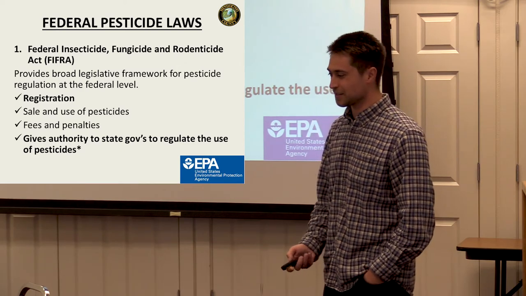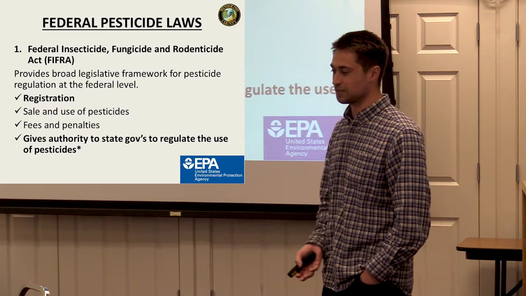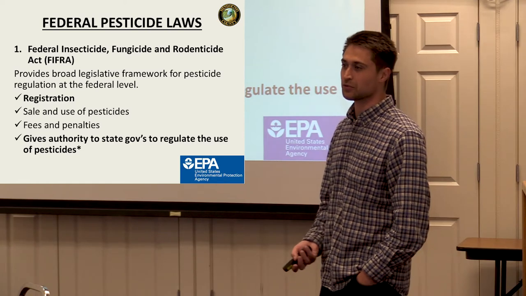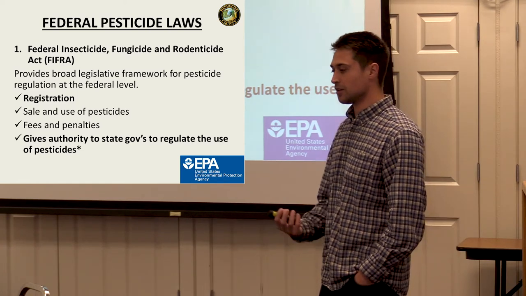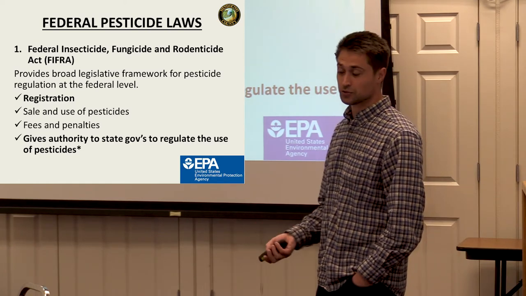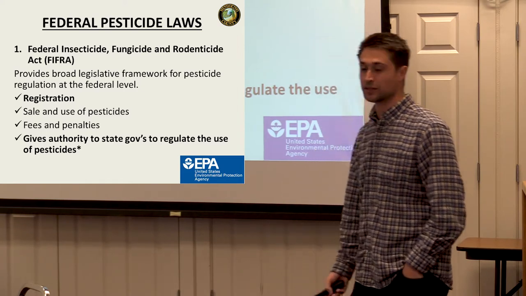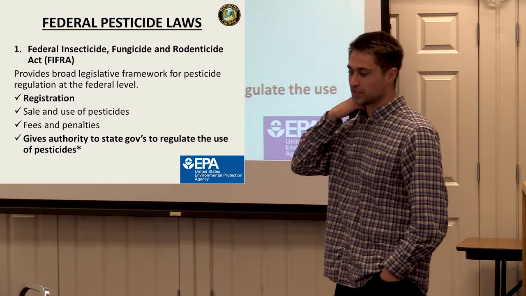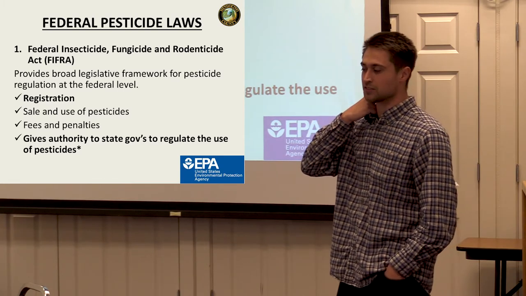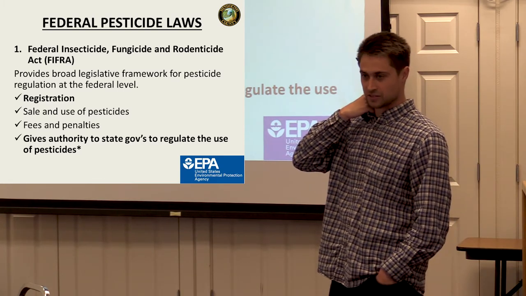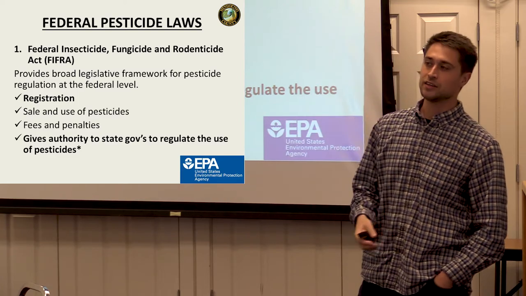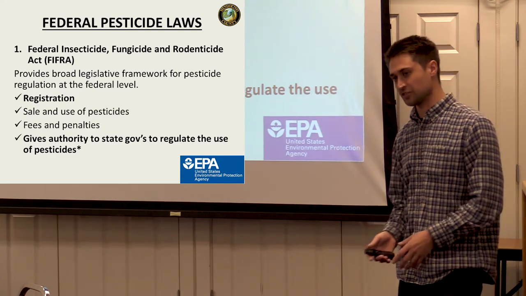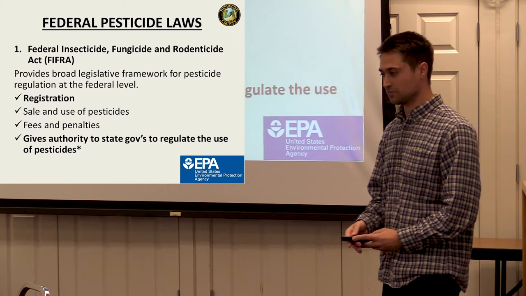So this talks about things like registration, how to register pesticides, the sale and use of pesticides, fees, penalties for certain violations. But more importantly, this law gives states the authority to regulate the use of pesticides. So California gets its authority to make its own pesticide laws from this act here.